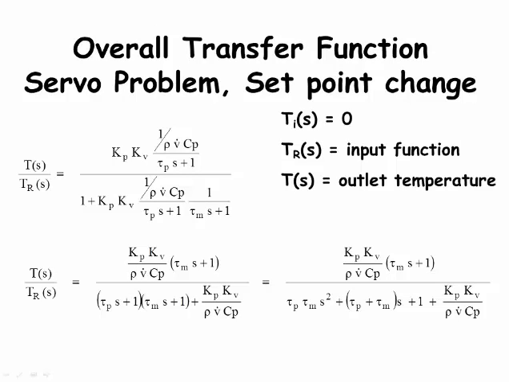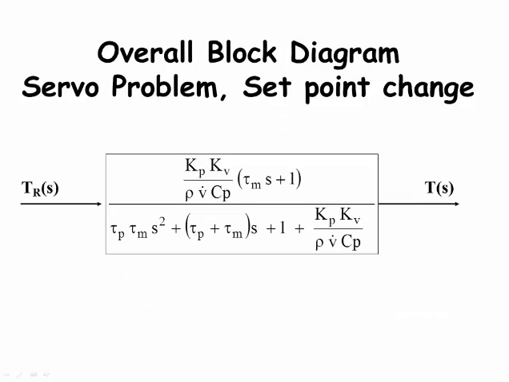To put it into a form with which we can get the coefficients we need for using the MATLAB residue command, we need to multiply the numerator and denominator by the two terms tau p times s plus 1 and tau m times s plus 1. Then we need to multiply out the terms in the denominator to get the s squared term and the s term. In this case, the s squared term is tau p times tau m, and the s term is tau p plus tau m.